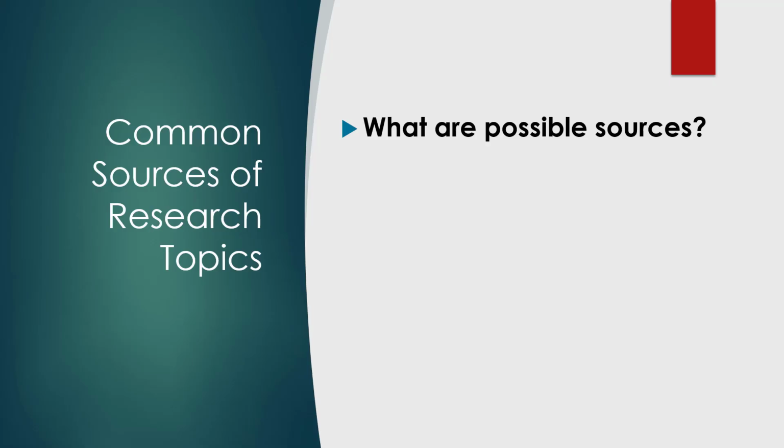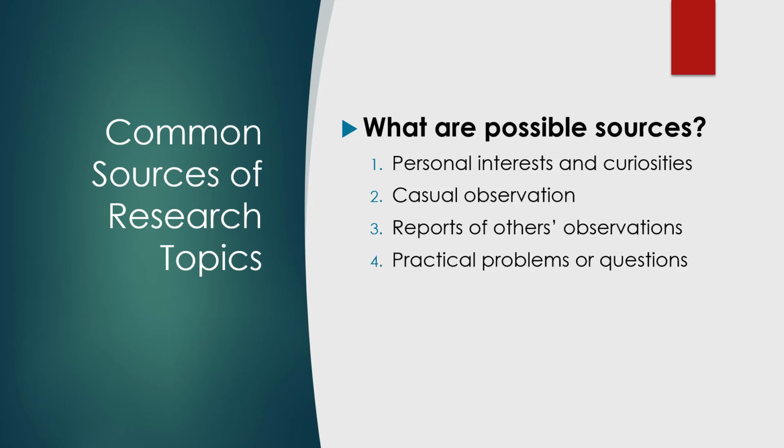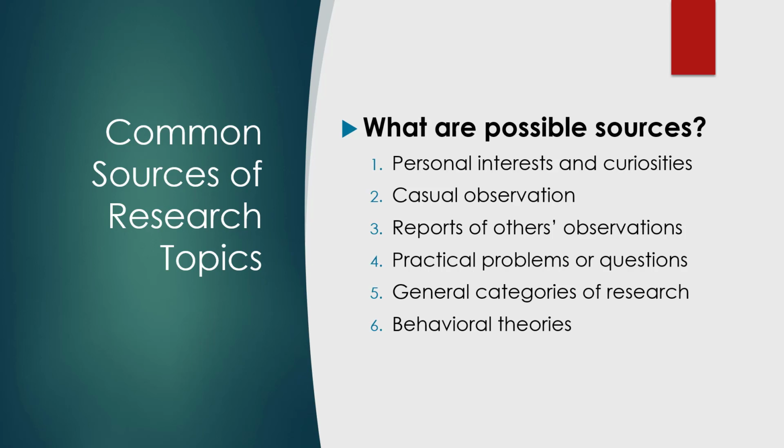So you might be sitting there going, well, what are some possible sources? All of these we're going to go over in a lot of detail: personal interest and curiosity, casual observations, reports of others' observations, practical problems, general categories of research, and behavioral theories. So we're going to go into detail in these. And if you're sitting there saying, I have no idea what I would do my research project on, these are things to explore in the next week or so so that you can find a topic, formulate a group, and start working on that literature review.